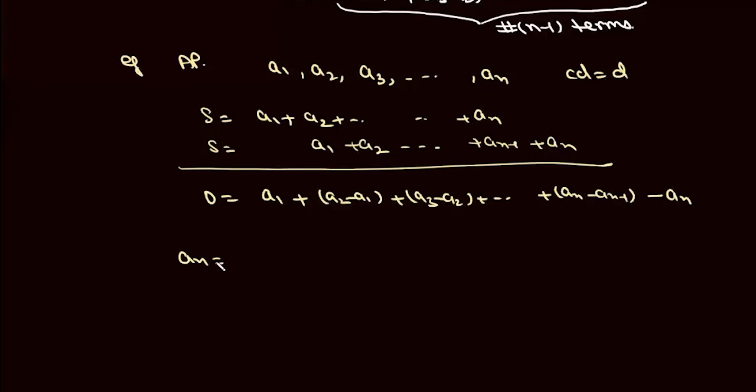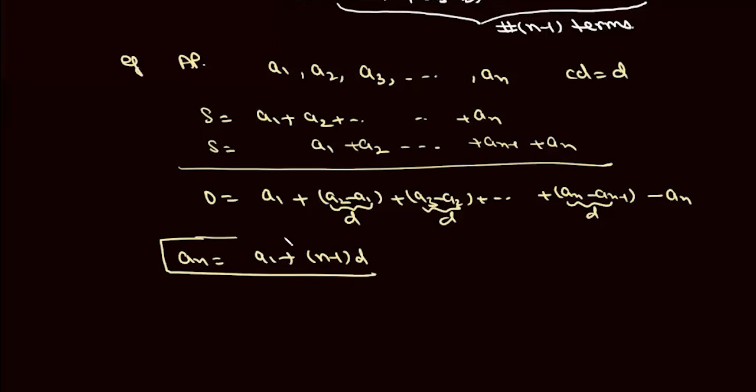Now we can write this as AN equals, now this is A1. Now we know that the difference between any two successive terms is simply D, and this series has n minus 1 terms. So this nth term will be A1 plus (n minus 1) into D. So this is another way of writing the nth term of an AP. And in general, we take first term as A. So we generally write this as AN equals A plus (n minus 1)D for an AP.